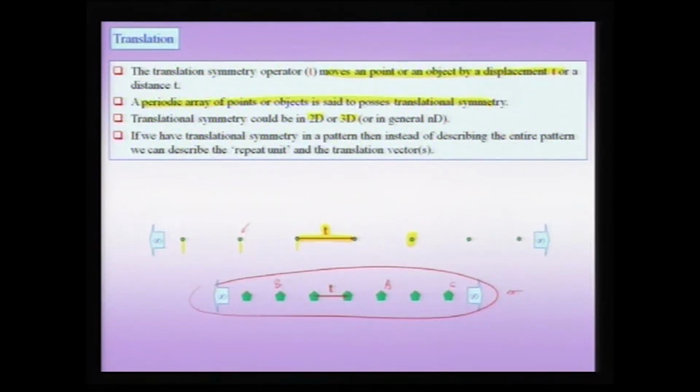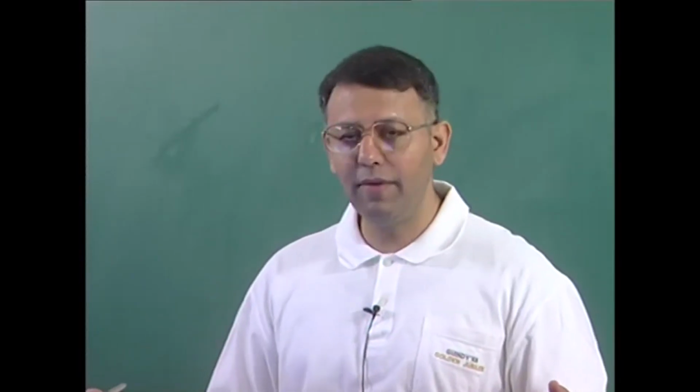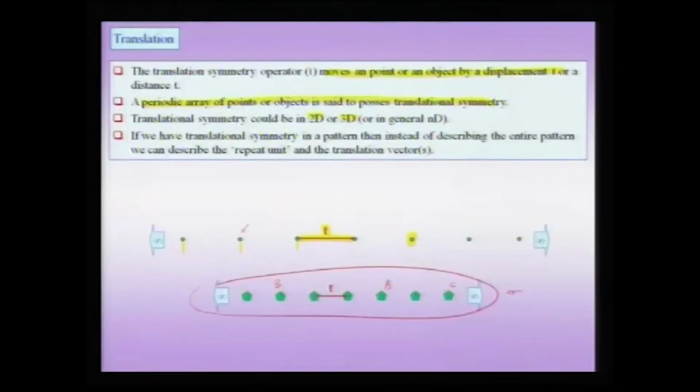Therefore, if I have translational symmetry, I do not have to describe the entire crystal. All I have to do is take, for instance, one unit of the crystal, for instance this pentagon, and in addition to this pentagon I can describe a translational vector t, and I will land up with the entire crystal. So, there is a certain advantage, a certain brevity, a certain succinctness when I use symmetry operators to describe crystals.